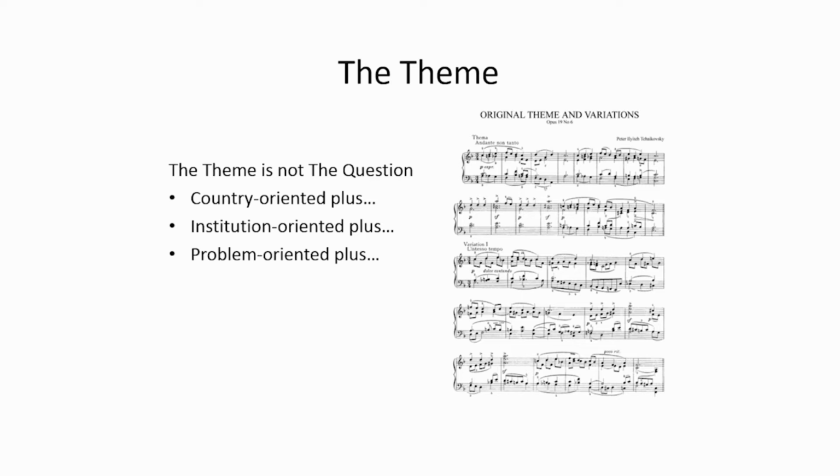It could be country-oriented, country X and the United Nations Security Council, for example. It could be institution-oriented. How is the composition of the UN Security Council determined? And it could be problem-oriented, a conflict involving a Security Council member.